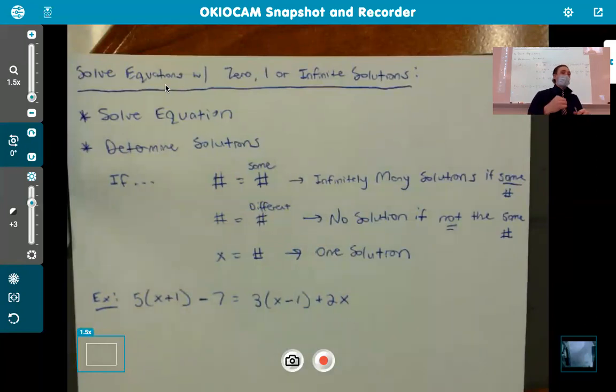Okay. So what I want us to do now, we're going to go through 3 examples, all right? And so long as we're participating, we'll get through the examples relatively quickly. And then in the end, we're going to determine, do I have one solution? Do I have infinitely many solutions? Or do I have no solution?